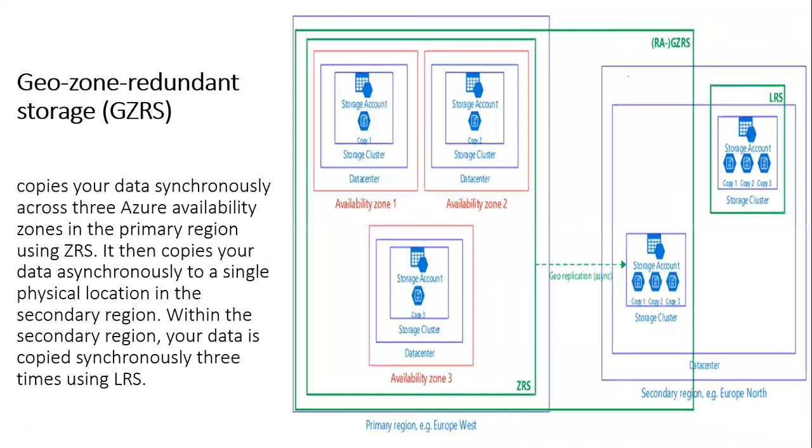Now the last one we have is geo zone redundant storage, which offers a very high level of availability for businesses that need it. Let's imagine an online gaming platform. They will not use the storage account directly, of course, but they want their services to be intact. They cannot imagine losing any customer because the services went down.